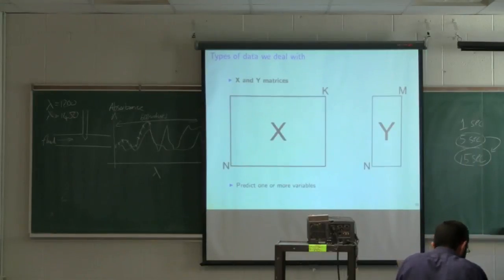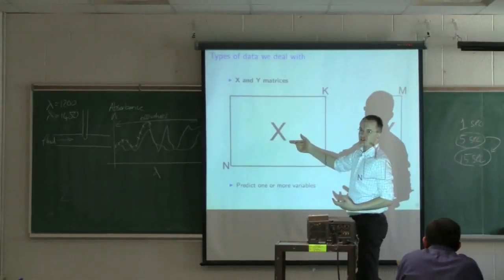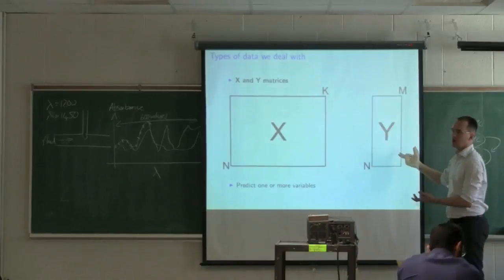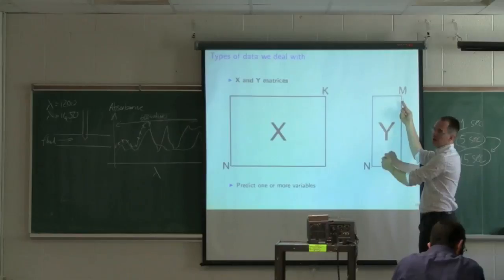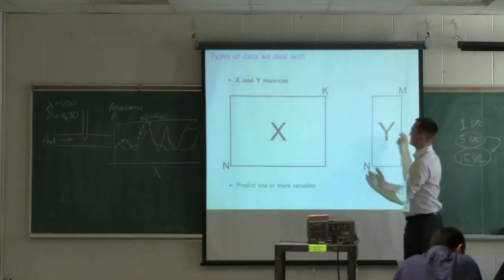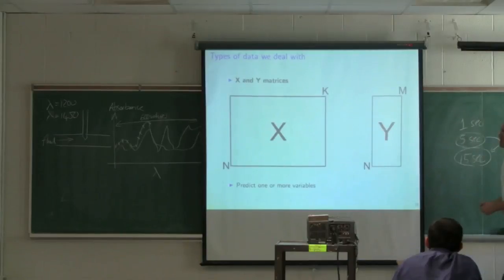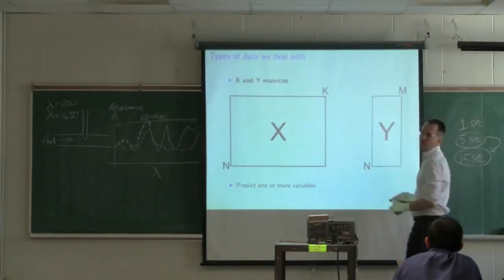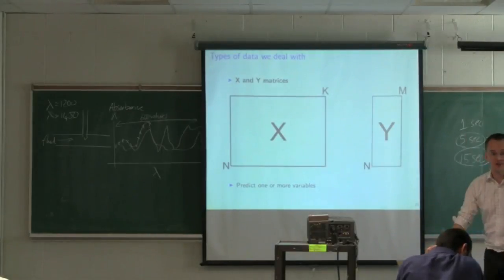Now, we'll introduce this concept of our data matrix being called X. But when we're making predictions of other quantities, we'll call that quantity we're going to predict Y. And so we'll have M columns here. M is usually smaller than K, so it's a narrow data matrix. We're predicting fewer variables, but the same number of rows. So always N rows of both X and Y. This is a standard notation we'll see throughout the course.